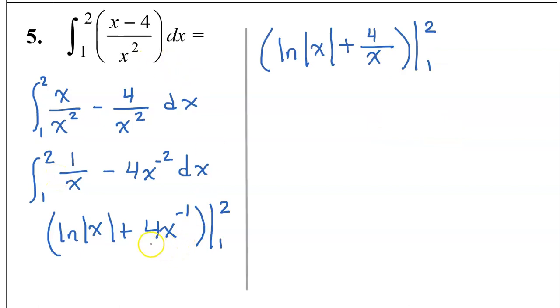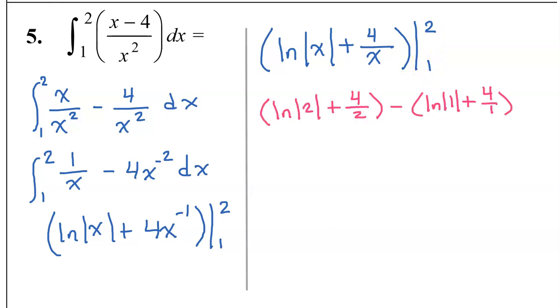Before we evaluate, let's go ahead and write 4x to the negative 1 power as 4 over x. Now, given our limits of integration, we need to find the value at 2 minus the value at 1. So here is the value at 2 minus the value at 1. Let's simplify this as much as we can.